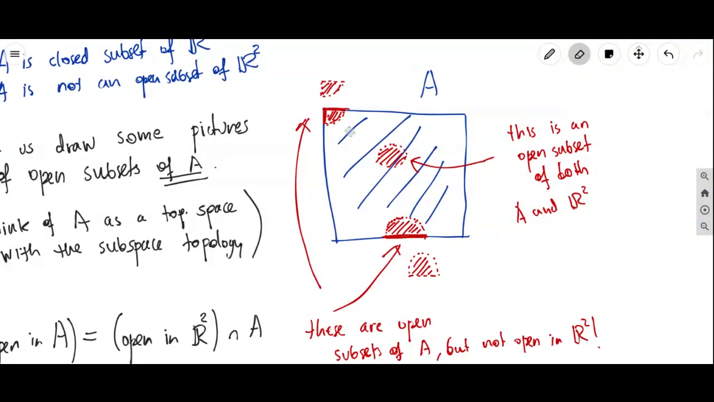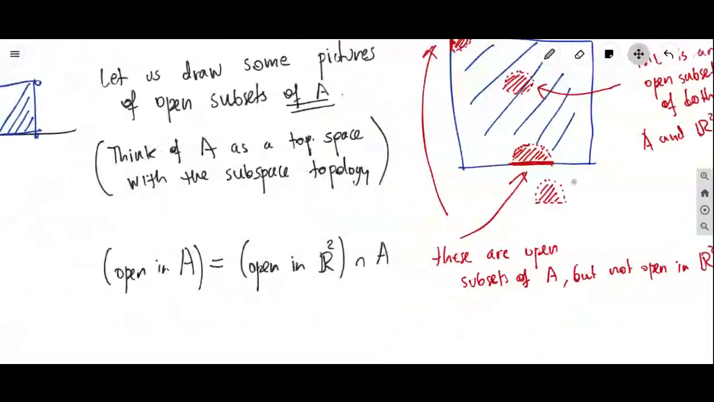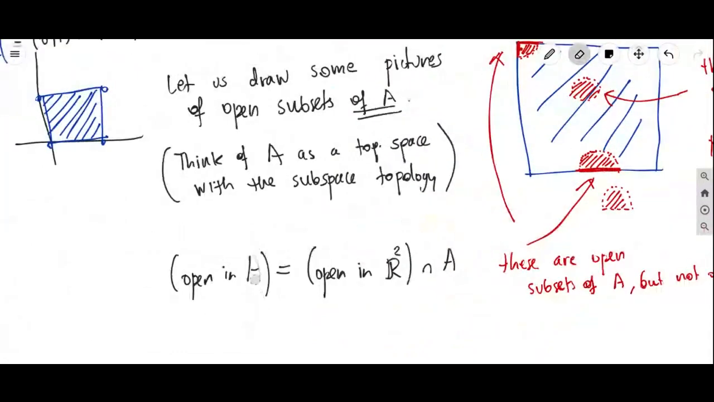And then if A was open itself, then this would be open in A and open in R2. And this one would be open in A and open in R2. So then actually everything that is open in A would be open in R2. But that makes sense because that's what we were saying, that if A itself is an open set, then the open subsets of A are precisely the open subsets of R2 that just happen to be contained in A. So that's what that earlier proposition said.